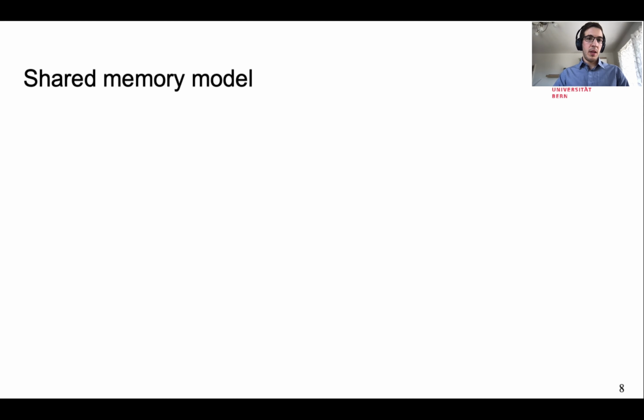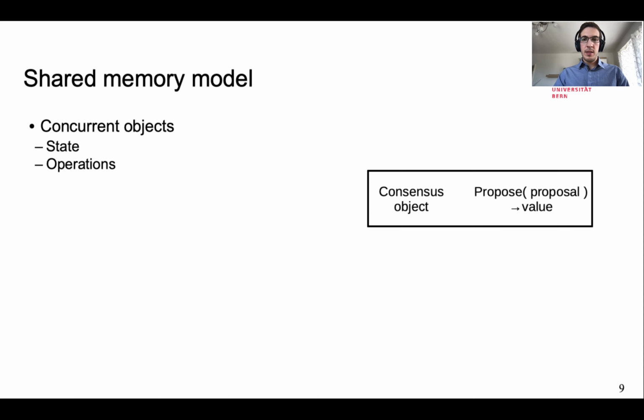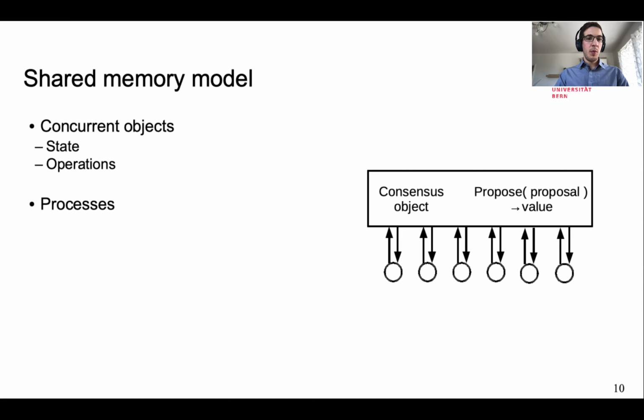Our work is on the so-called shared memory model. Here we have some concurrent objects which have a state and provide some operations. For example, we can see here a consensus object. It has some internal state which is not shown here, and it provides a single operation called propose. This operation accepts a proposed value and returns the agreed value. In our model, there are also some processes which interact with the object by invoking the operations.